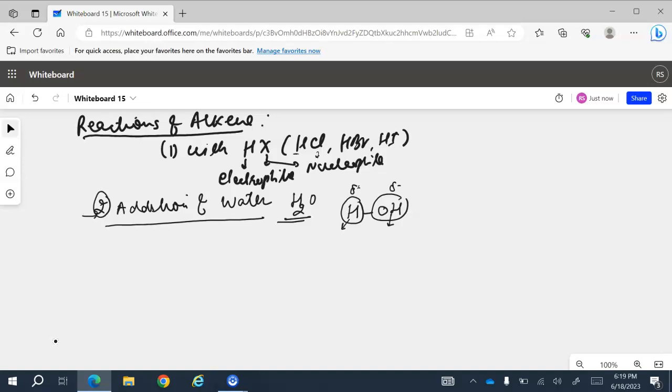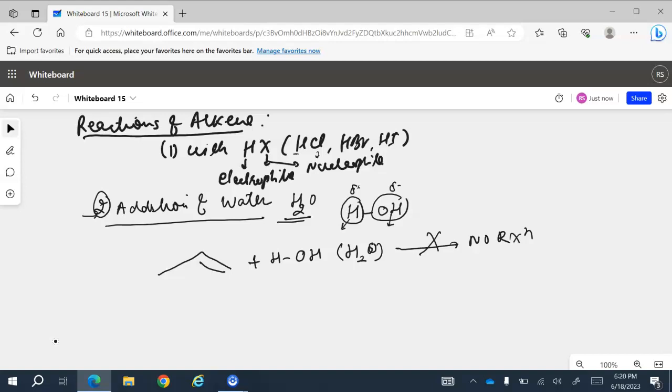However, for this kind of addition, if you take the alkene and react it with water, H2O or HOH, in fact, no reaction takes place. This addition reaction cannot occur. Now the question is why this reaction is unsuccessful. There are two reasons that we can explain for this reaction not occurring.